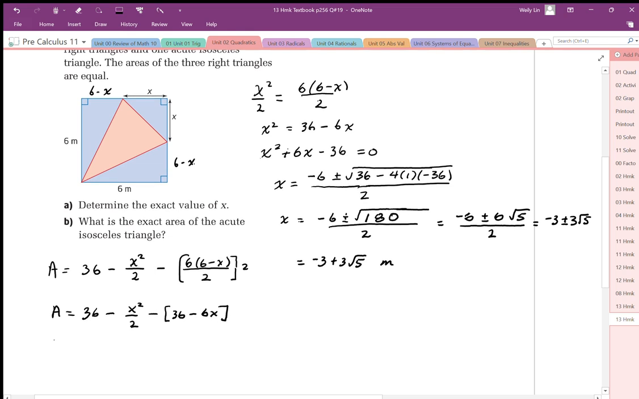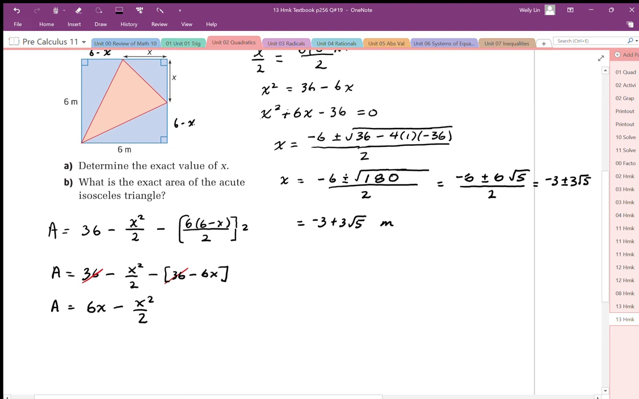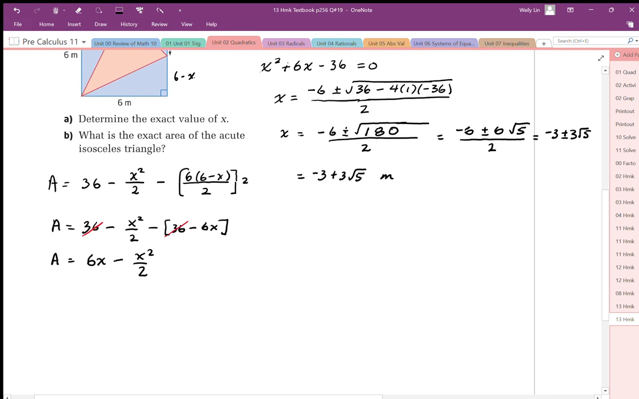So the area is going to be the 36 minus 36 is going to cancel out. We have negative minus a minus 6, so 6x, so we're going to end up with a positive 6x. I'm going to cancel out the 36's, and then I'm going to subtract x squared over 2. Okay, so that's a simplified expression, and I'm going to substitute in the value of x I solved for in part A.